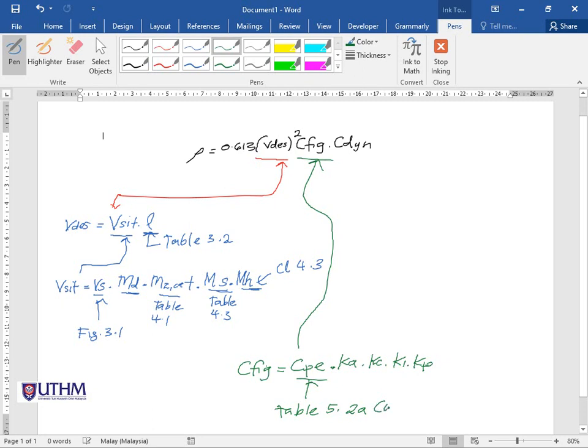This Cpe is referred to table 5.2a for the windward wall, and table 5.2b for the leeward wall. And this Ka, Kc, Kl, Kp basically is equal to 1, unless stated otherwise. For this one you can refer to appendix C.